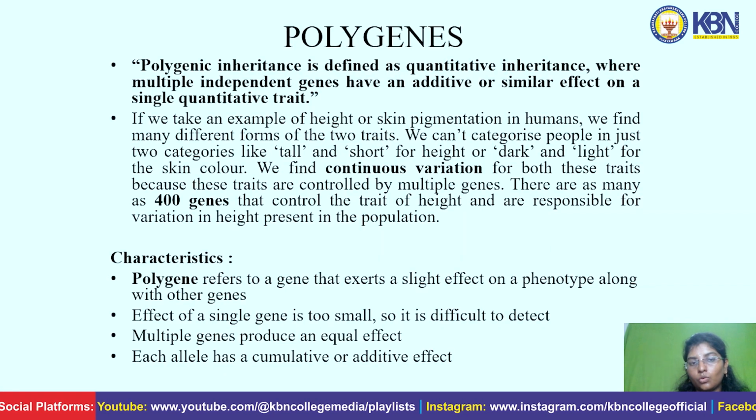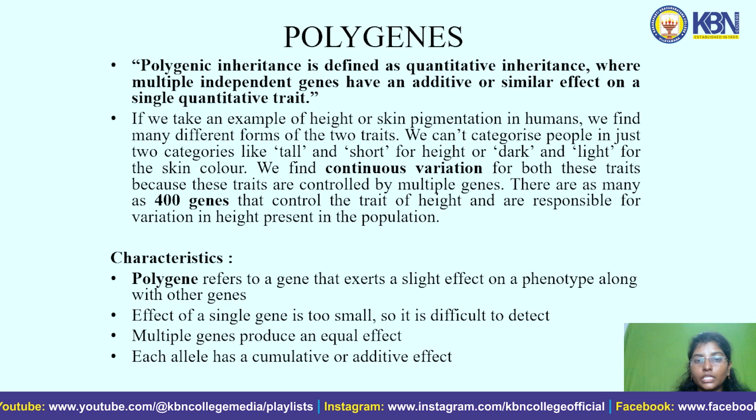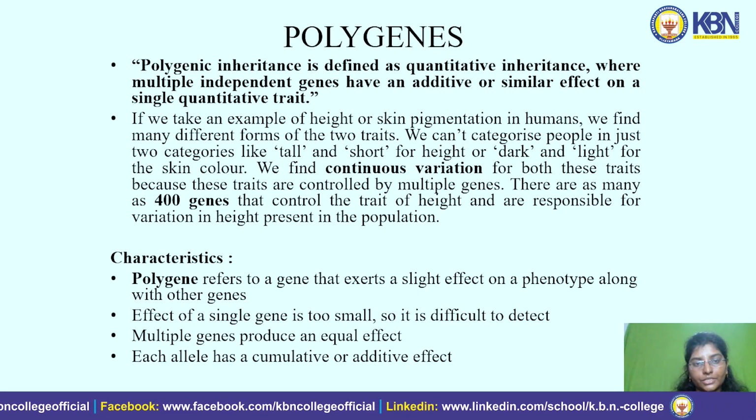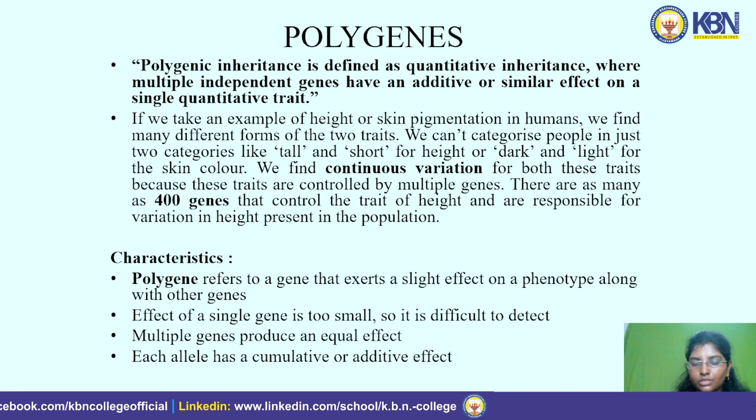Next, polygenes. What are polygenes? Polygenic inheritance is defined as a quantitative inheritance where multiple independent genes have an additive or similar effect on a single quantitative trait. Let us understand this clearly.